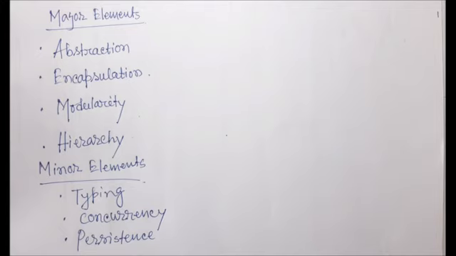So, that is all about the major element and minor element of object oriented system. So, next move on to the next topic, that is how to implement or how to draw class diagram of an abstract class.